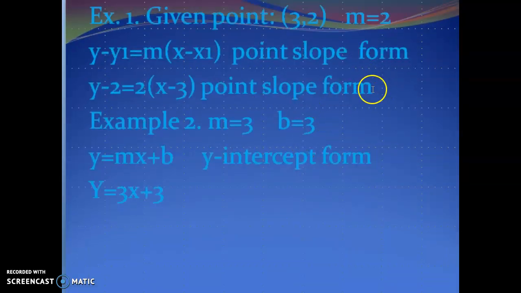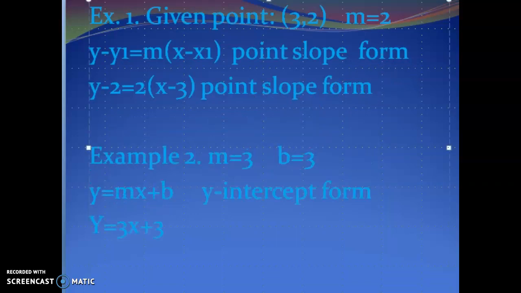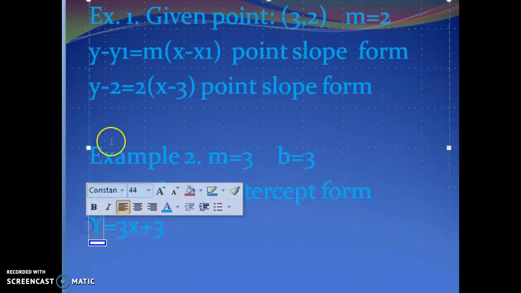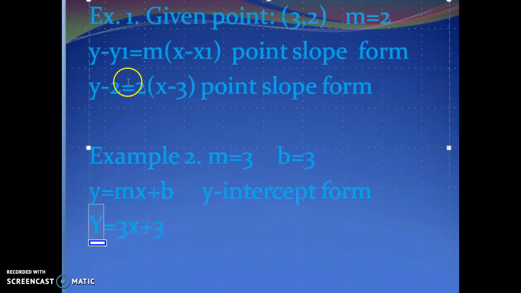So in example number 1, if you want to write this in y-intercept form, you need to simplify. So the left equation is y minus 2. We need to get rid of negative 2, so you will have only y in the left equation. And if you want to get rid of the negative 2, you need to add the opposite of the negative 2. So y minus 2, the opposite of negative 2 is positive 2.